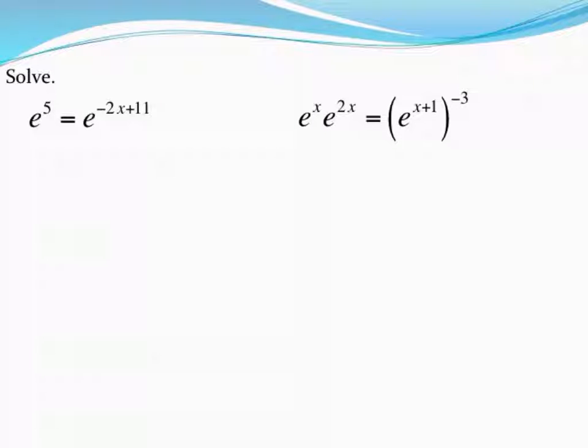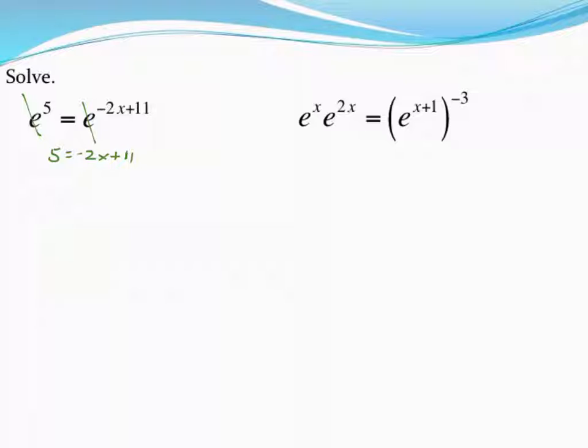When I'm given an equation that has the same base on either side, all I have to worry about is making the exponents the same. So in this case, my base is e. Because it's the same base on either side, let's just ignore it. And all I have to do is make sure that 5, the exponent on the left, is equal to negative 2x plus 11, the exponent on the right. So even though this equation might look complicated, all I have to worry about is solving this linear equation.